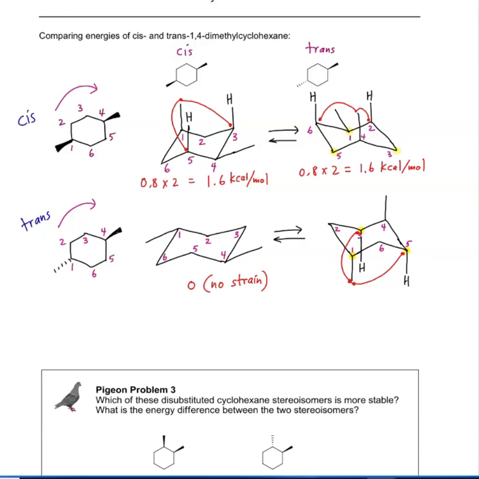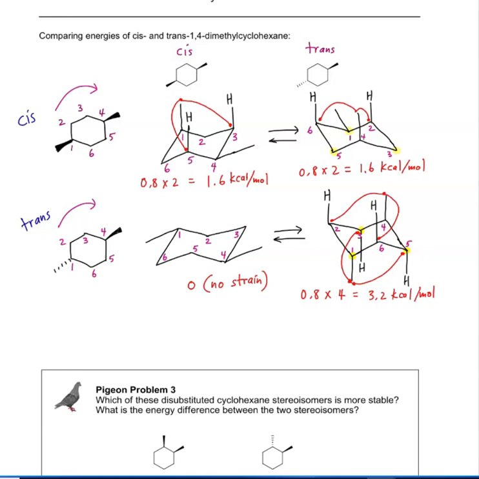If we look at the methyl group that's pointing up and in an axial position at carbon 4, it too is going to be involved in gauche-butane interactions with the axial hydrogens that are on the same side of the ring as it. Those would be coming off of carbons 2 and 6. So we have a total of 4 gauche-butane interactions, which gives us 3.2 kilocalories per mole of strain energy for this chair conformation.